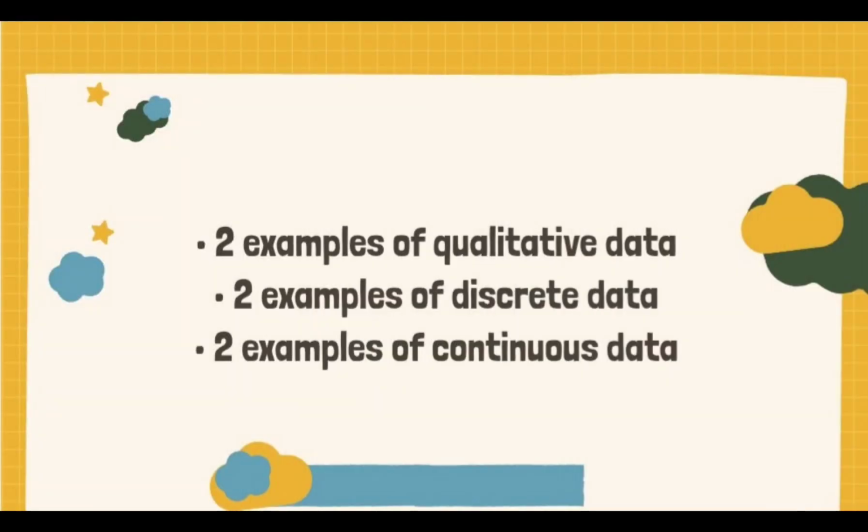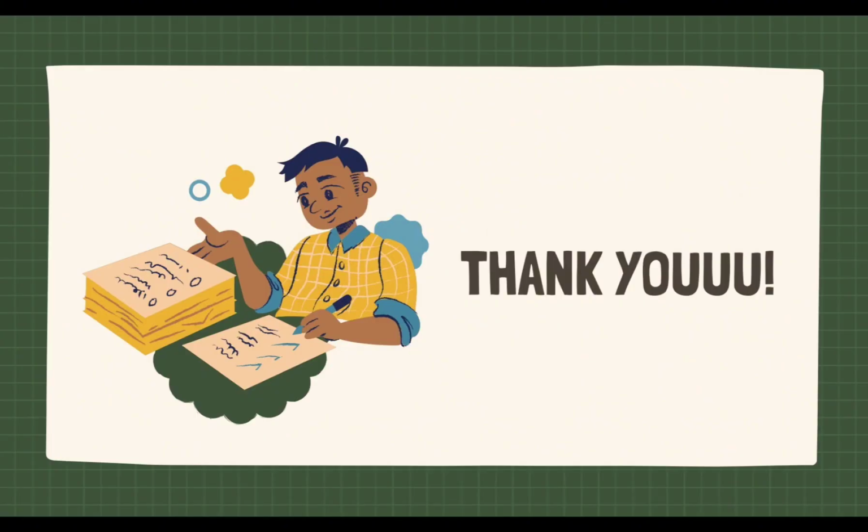Okay, now try this on your own. Look around your home or classroom and list 2 examples of qualitative data, 2 examples of discrete data, and last, 2 examples of continuous data. This will help you understand the lesson better.